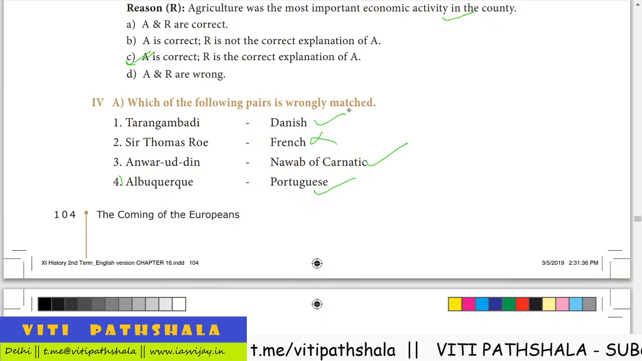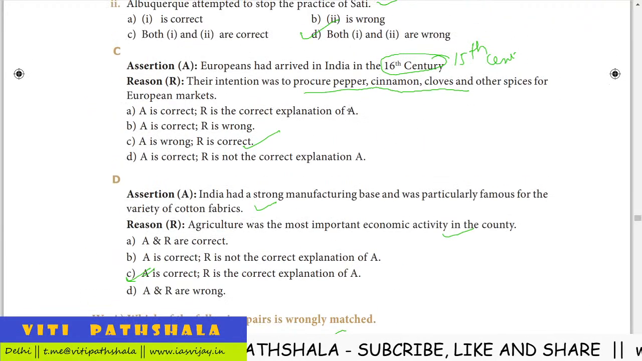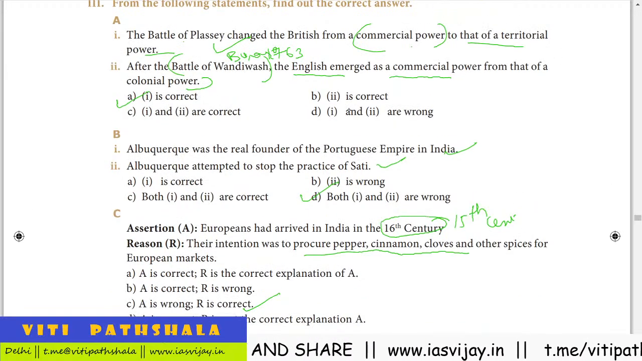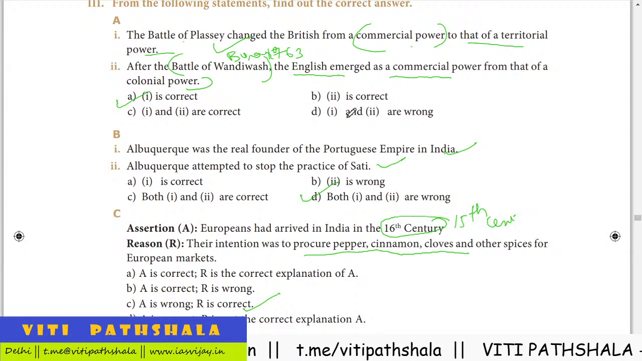कौन सा क्वेश्चन, विच क्वेश्चन यू आर आस्किंग? Tell me the question number which you are asking.